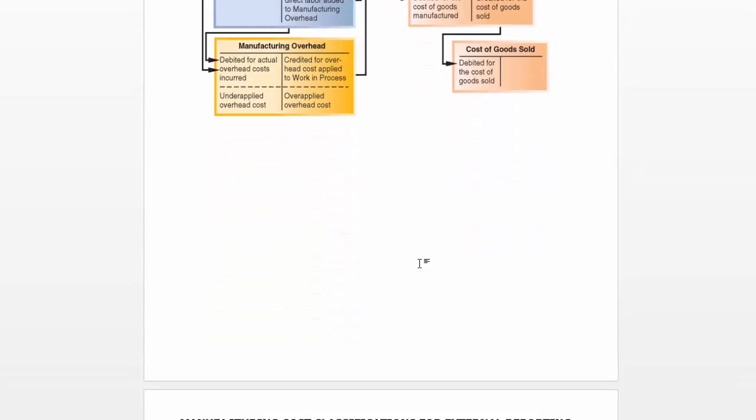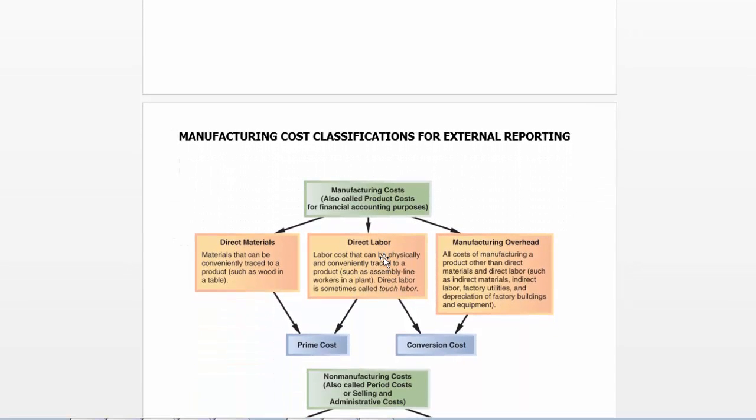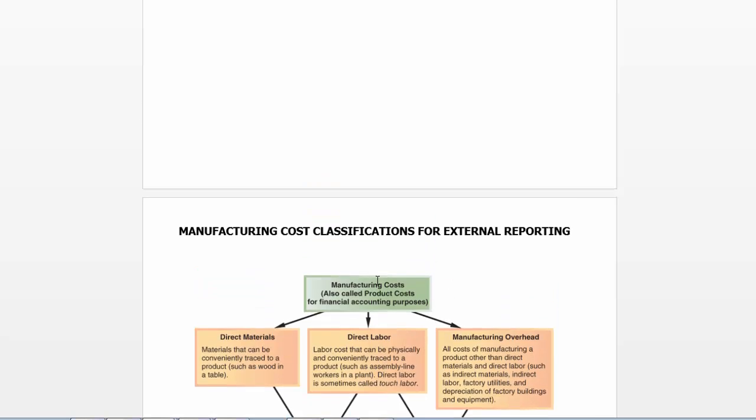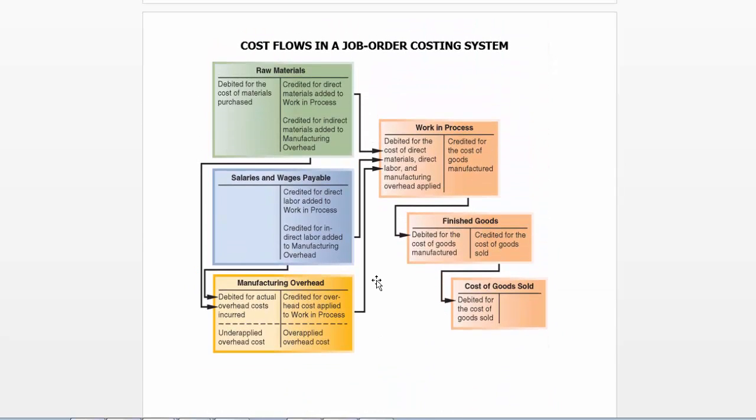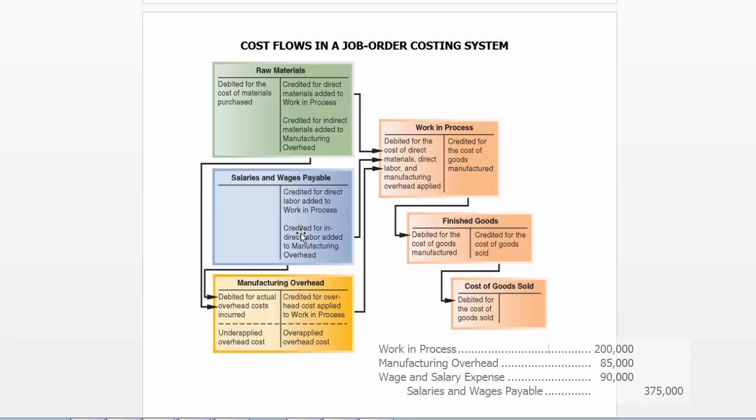Again, if we slide down here, we have direct labor and indirect labor. Direct labor is anything with a hands-on sense. So the factory worker that is making the product is direct labor. The supervisor walking around is indirect labor. So if we go back up here, our wage and salaries payable, we would debit work in process for the direct labor. We would debit the manufacturing overhead for the indirect labor, so direct labor, indirect labor.